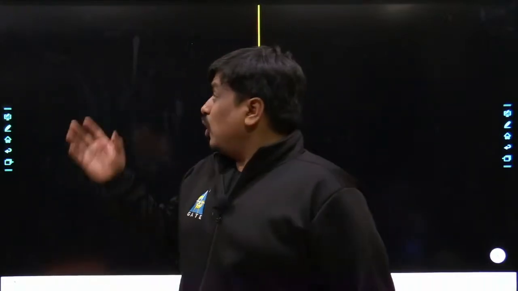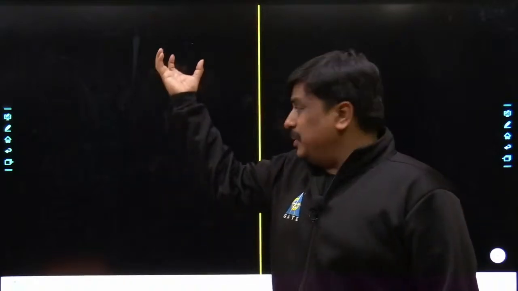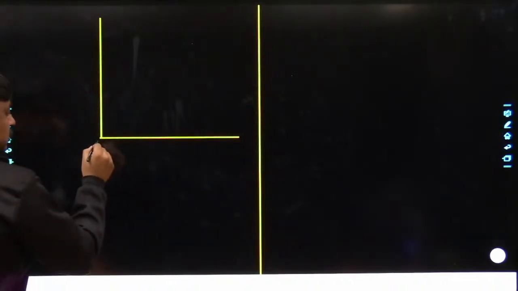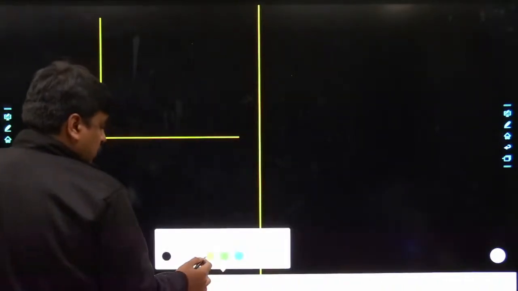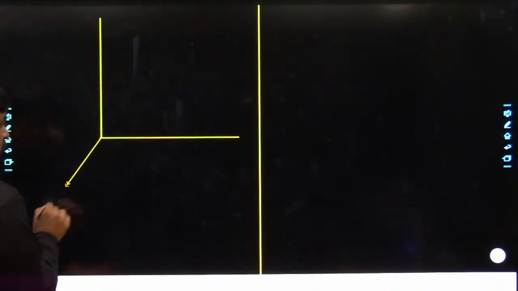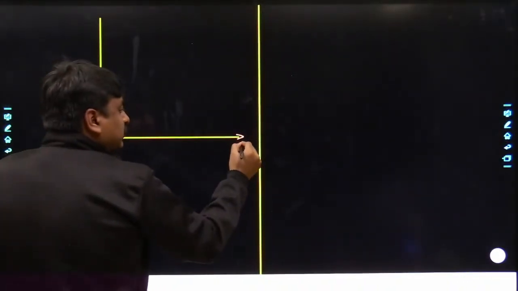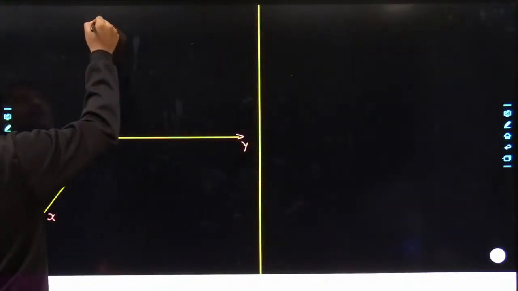Now all those parameters would be related over the cylindrical coordinate system. So what I would do, again I would take the reference of Cartesian coordinate system. Here goes the positive x-axis, here comes the positive y-axis, and here comes the positive z-axis. Agreed?